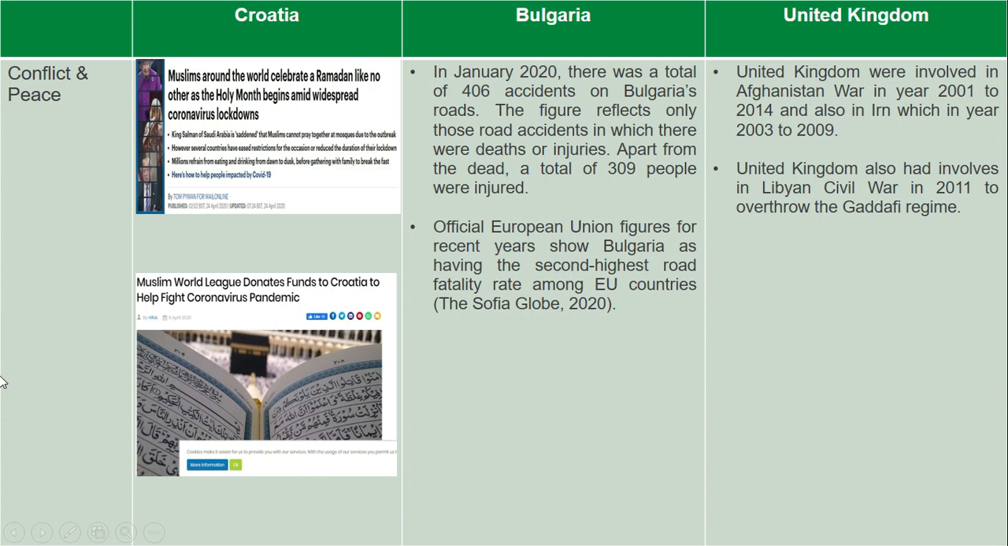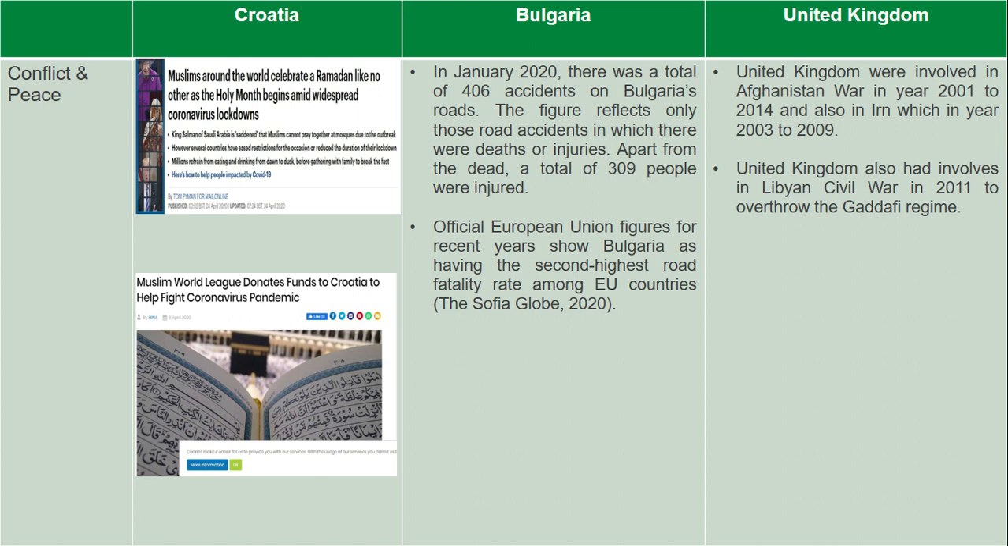The conflict status of Croatia and Bulgaria. Muslims celebrate Ramadan like no other, as the holy month begins widespread because of the coronavirus lockdowns. And there were 406 accidents on Bulgaria's roads, in which there were deaths and 309 people were injured respectively.